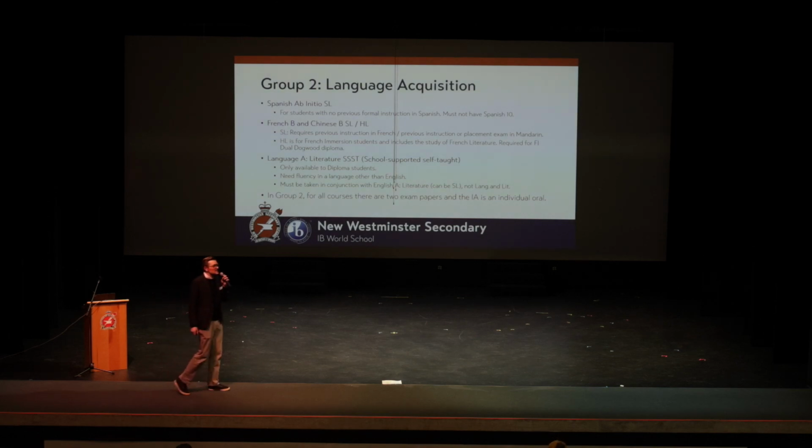We also have a pretty neat option called the Language A School-Supported Self-Taught option. This is an option as a second language for students who are fluent in a language other than English. And by fluent, you have to be literature fluent. You have to be able to read Shakespeare in the language that you're fluent in, in translation, obviously.